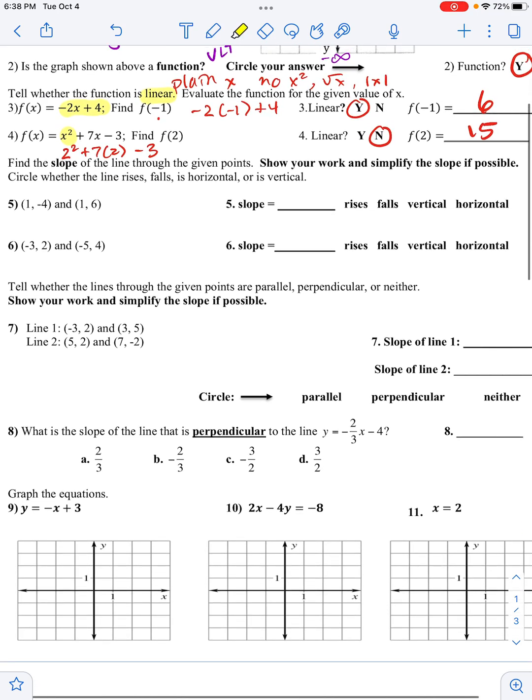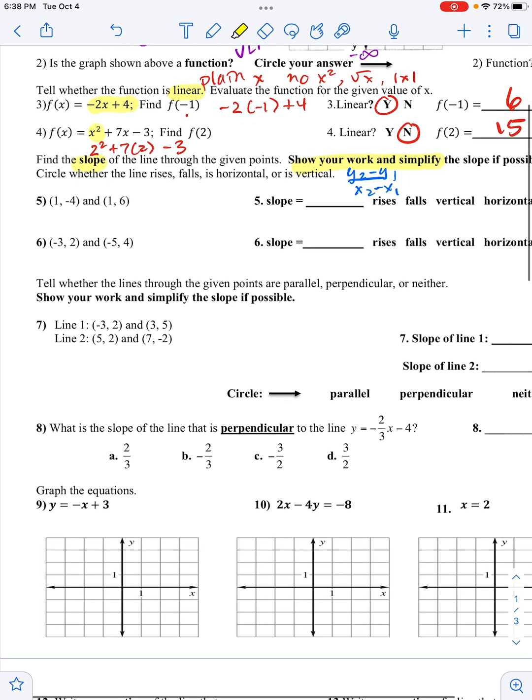Now we're going to be finding the slope through the given points. Okay, so this is going to be where we utilize our slope formula. We'll be doing y2 minus y1 over x2 minus x1. I feel like everyone knows the formula, but it gets tricky. What do you do if there's a 0? What do you do if there's a lot of negatives? So it's definitely still tricky. Whenever it says show your work and simplify, you have to do that or not get full credit. So go ahead and do that.